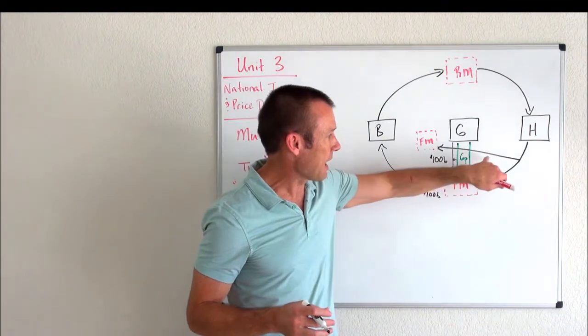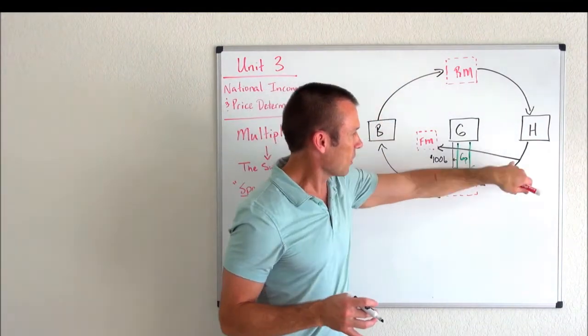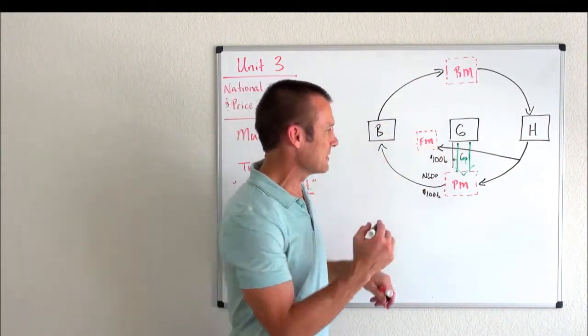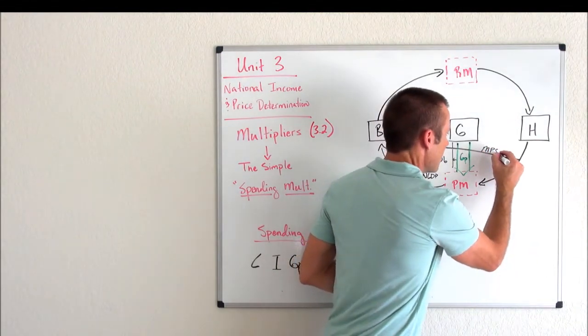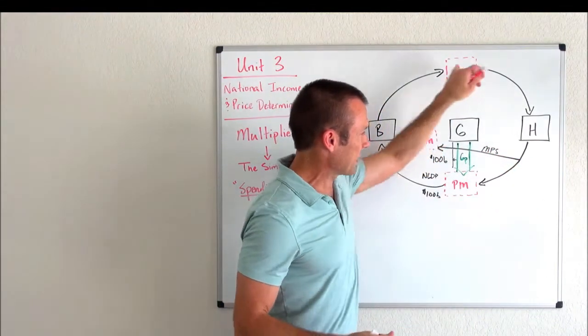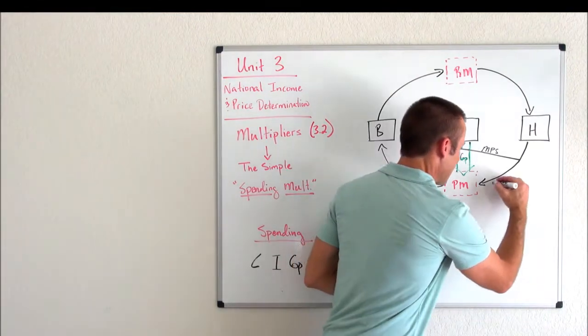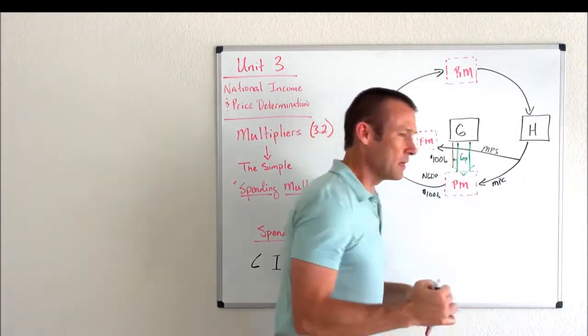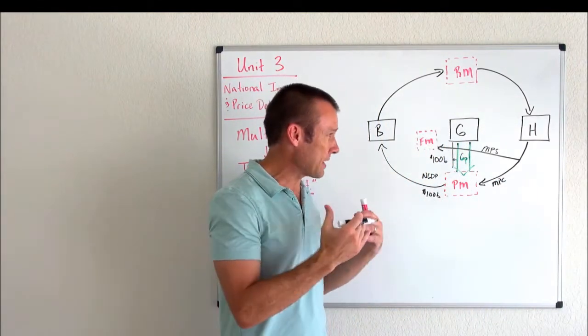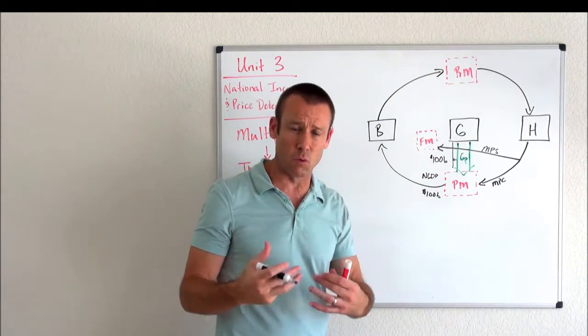What is determining how much of that $100 billion goes to the financial market as savings is the MPS, and the amount of this $100 billion that goes to the product market is the MPC. Now, of course, if I add up both the MPS and the MPC, I get 1, okay?